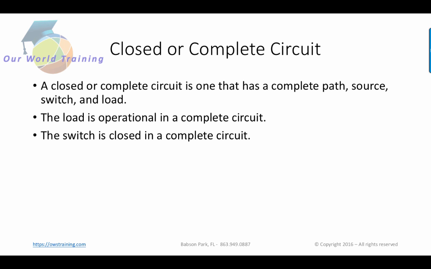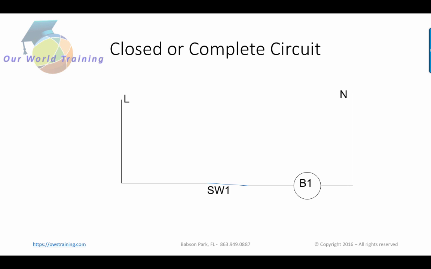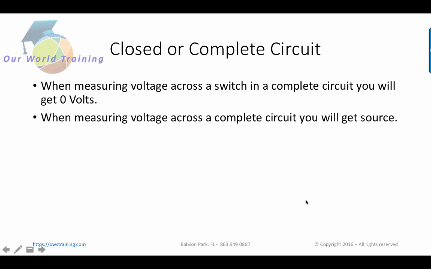A closed or complete circuit is one that has a complete path: source, switch, and load. The load is operational in a complete circuit, and the switch is closed. This is an example of a complete circuit. Same circuit we talked about with the open circuit, but now it's complete. So we go from line to switch 1, out of switch 1 to B1, back to neutral. So I now have a complete path for electricity to flow, and light bulb B1 would be energized.